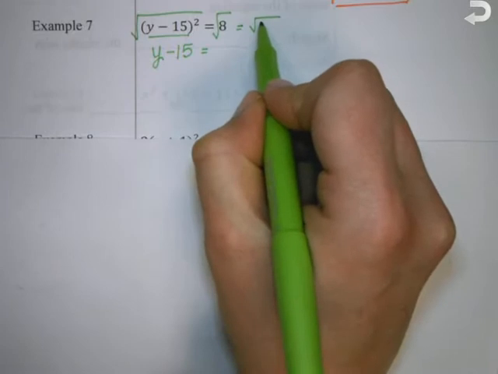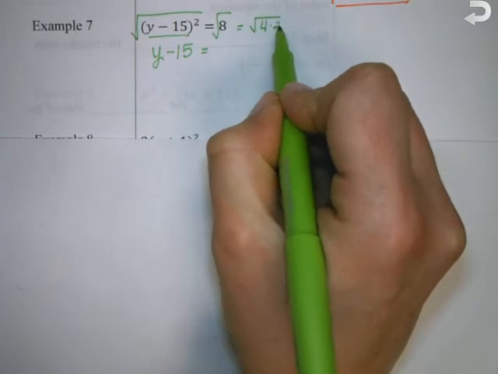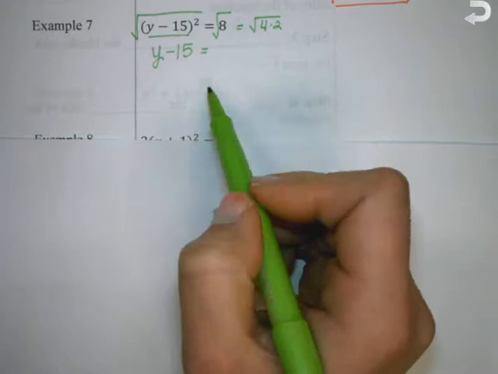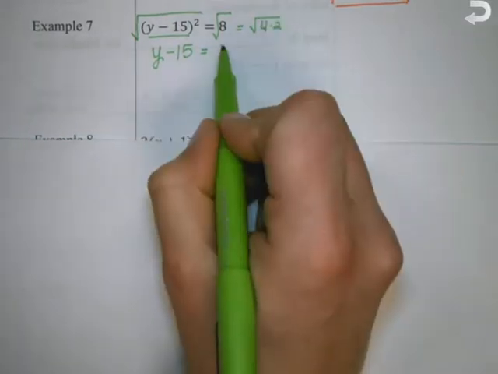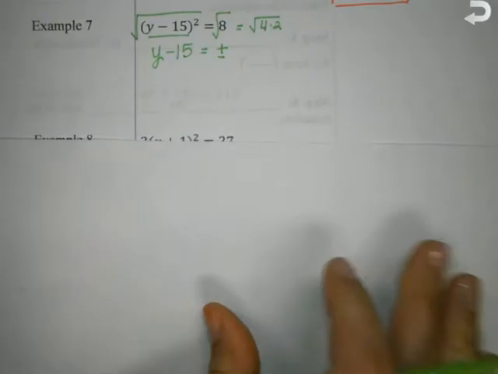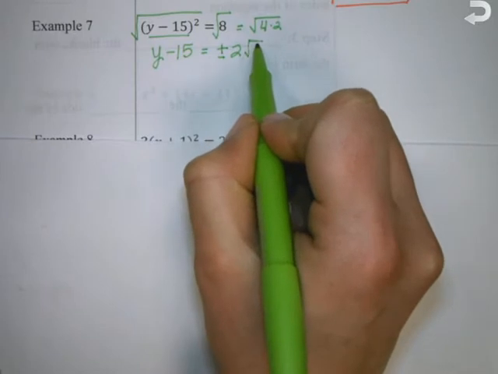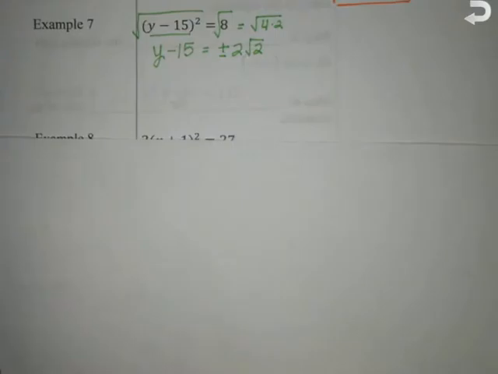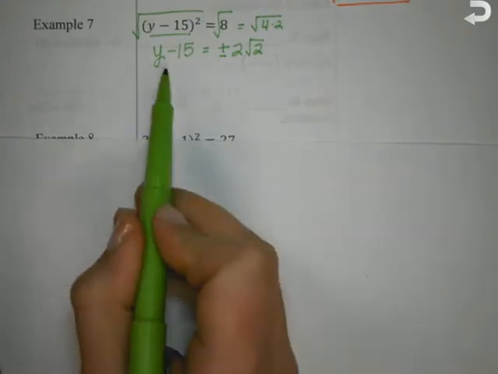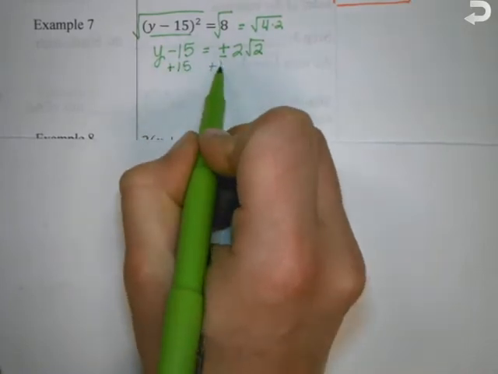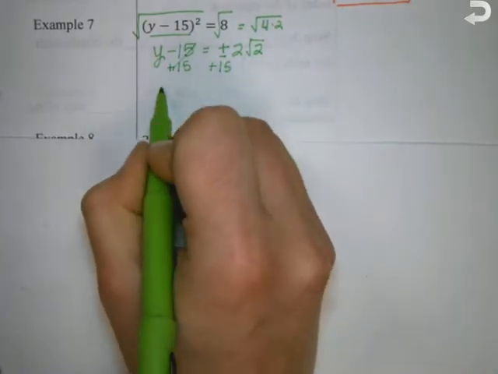2. Now, because I took the square root, my answer has to be plus or minus 2 root, what was left inside? 2. Okay, did I solve for y yet? No, so let's add 15. So y equals 15 plus or minus 2 root 2.